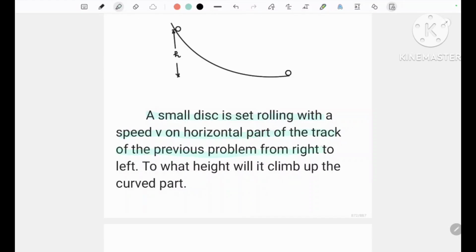Assume a disk is set to rolling with a speed v on the horizontal part of the track of the previous problem, from right to left. To what height will it climb up the curved part?